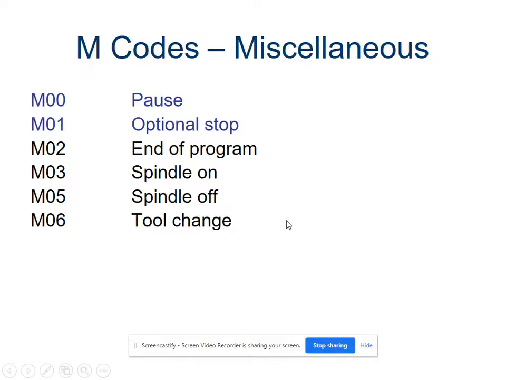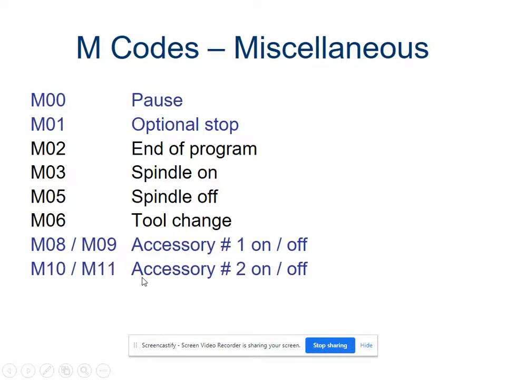M06 is a tool change. We will have to change tools. These tools come in all kinds of different sizes. The first tool that we're going to be using is a 1/8 inch end mill. A 1/8 inch end mill will cut a path that is 1/8 of an inch wide. So it's a pretty tiny end mill. Sometimes we're going to be using that 1/8 inch end mill, and then we're going to need to change to a bigger end mill, like a 1/2 inch. When you do that, you issue an M06, which is a tool change.